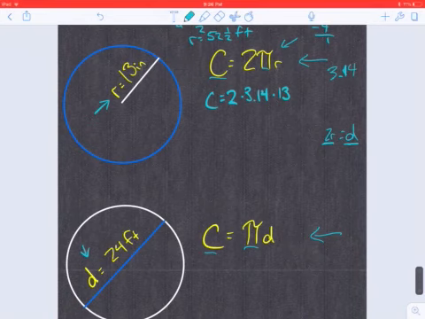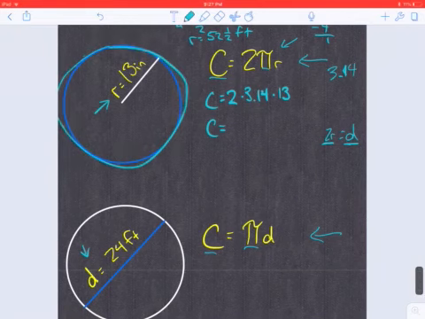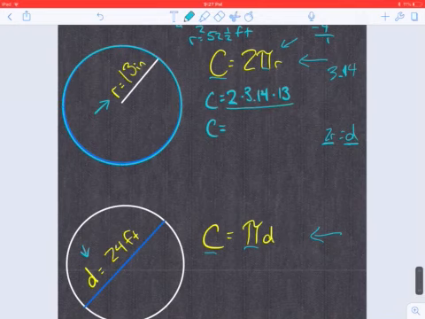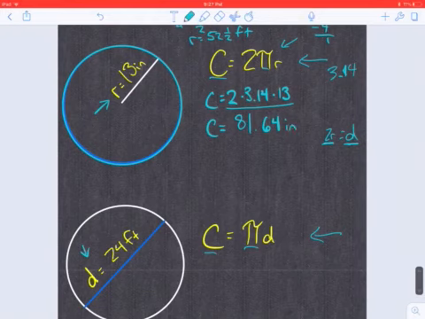So we have some different properties in math. We can multiply this in any order. So if you wanted to do 2 times 13 first and get an answer of 26 and then multiply by 3.14, that'd be perfectly fine. Or if you want to just multiply left to right, that's perfectly fine. But at the end of the day, the final product to find the circumference again, which is the distance around the outside of this circle, we're multiplying all 3 of these values together. That's going to give us a final product of 81.64, or 81 and 64 hundredths inches.